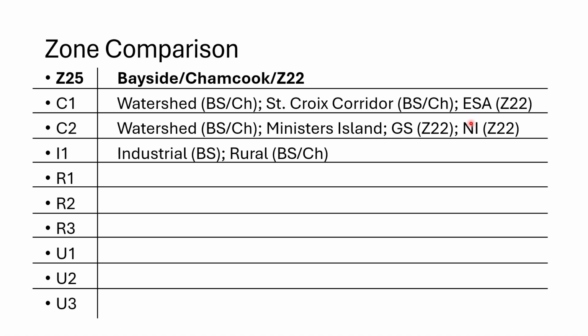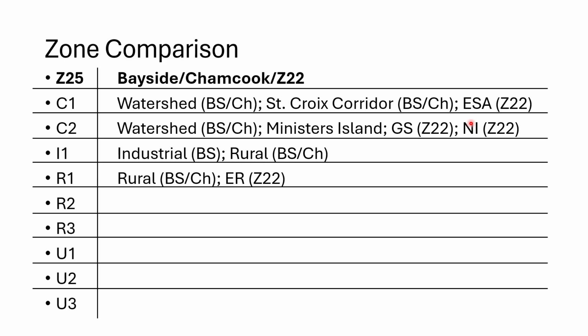The industrial zone, the Bayside Rural Plan had an industrial zone where the industrial park is, but there were a lot of uses allowed in the rural zone, like light industrial uses, in both of those plans that have been shifted into the industrial zone and out of those areas.